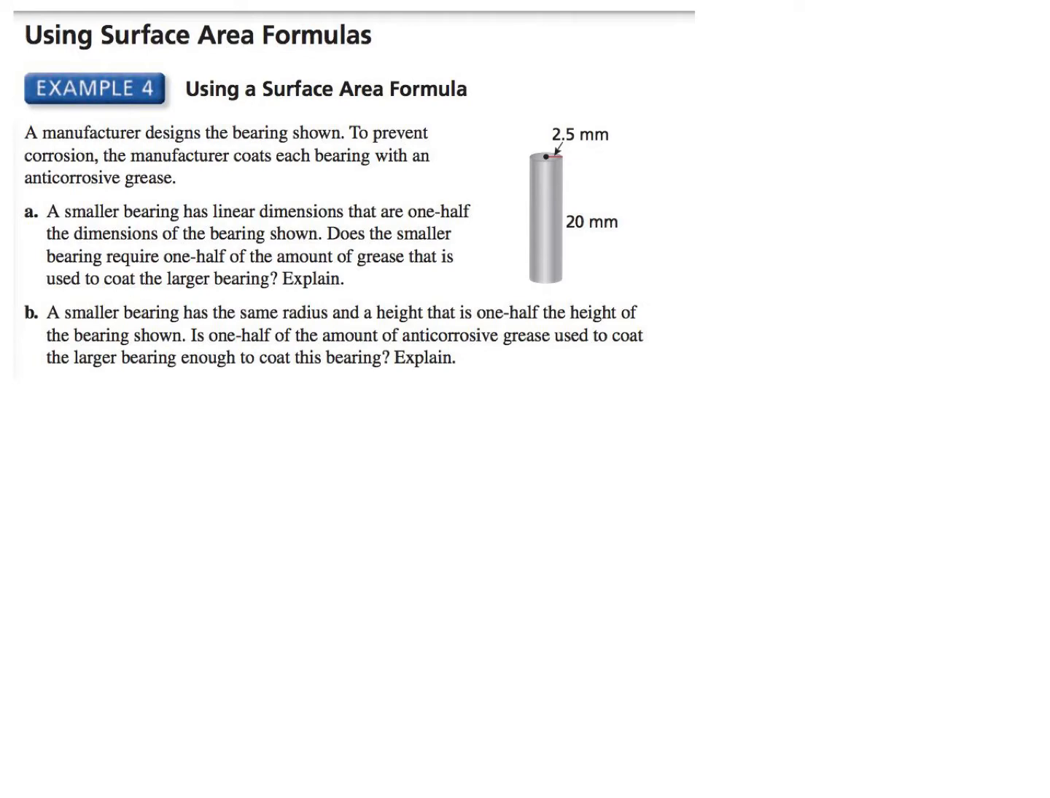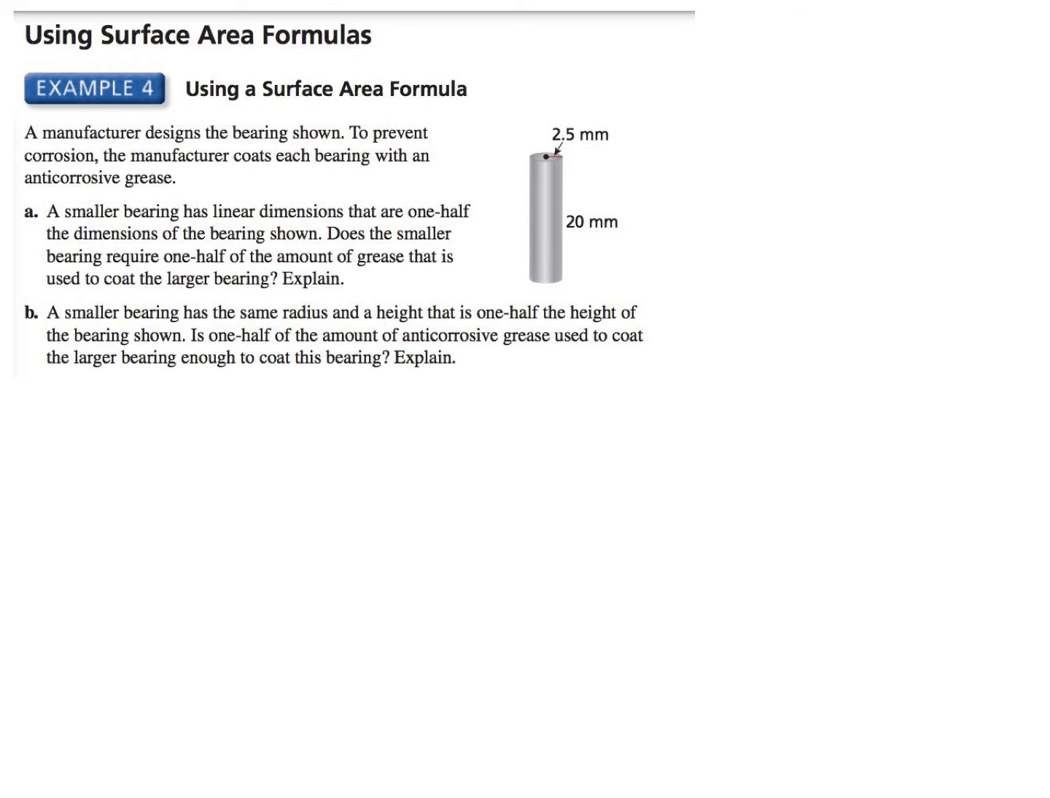This problem says a manufacturer designs the bearing shown below. To prevent corrosion, the manufacturer needs to coat the bearing with grease. So they need to put it on basically the entire inner surface, which we can say is the same thing. Okay? So we have two different bearings. The smaller bearing has linear dimensions that are 1/2 of what is shown here, and the other one is the regular. It says, does the smaller bearing require 1/2 the amount of grease or not?